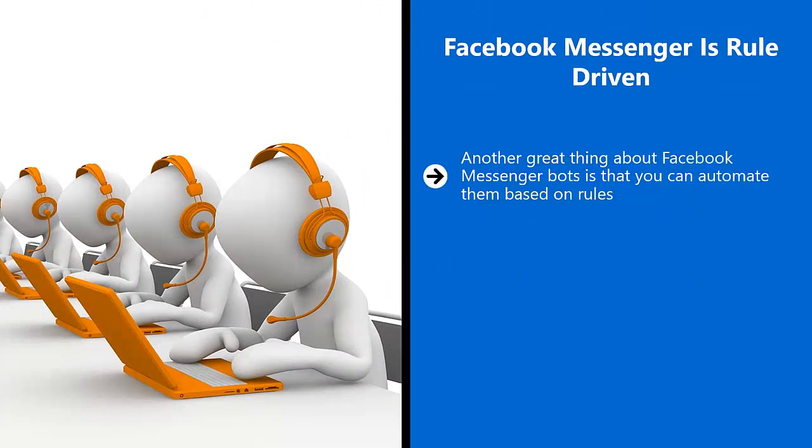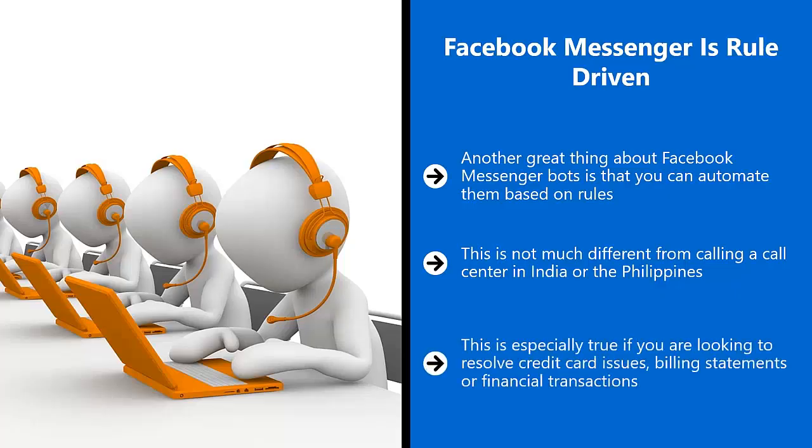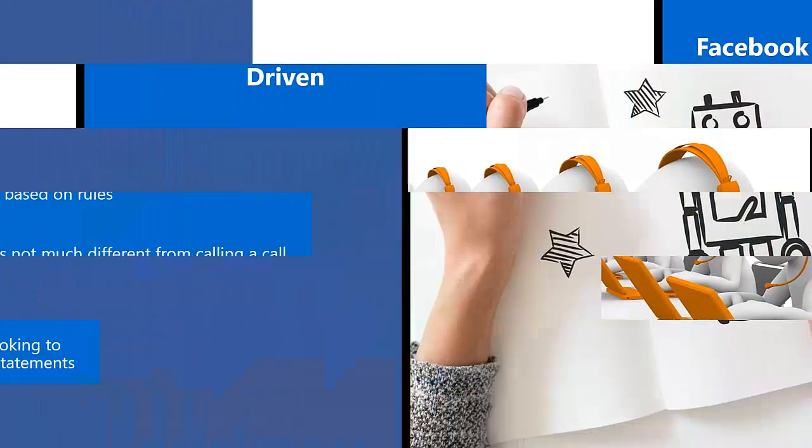Another great thing about Facebook Messenger bots is that you can automate them based on rules. So, depending on how the customer responds to the information you send them, which in and of itself is a response to their initial inquiry, you can create a decision tree that sends different messages depending on the prompt. This is not much different from calling a call center in India or the Philippines. When you call a call center, you are routed by an initial screening system, and depending on your question or inquiry, you are sent to other specialists. This is especially true if you're looking to resolve credit card issues, billing statements, or financial transactions. There is some sort of decision tree involved, and you can use a similar approach with your Facebook Messenger bot.